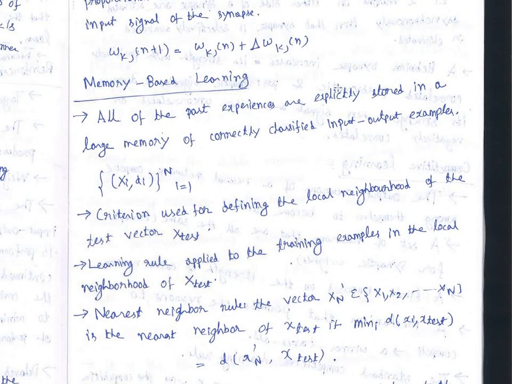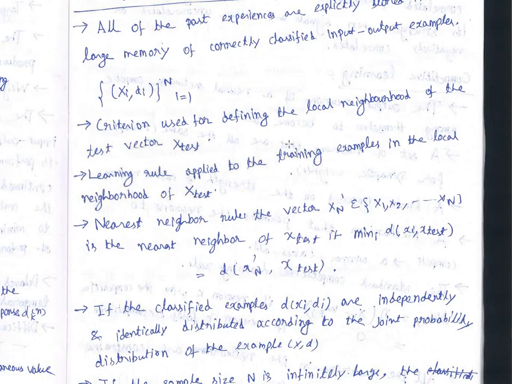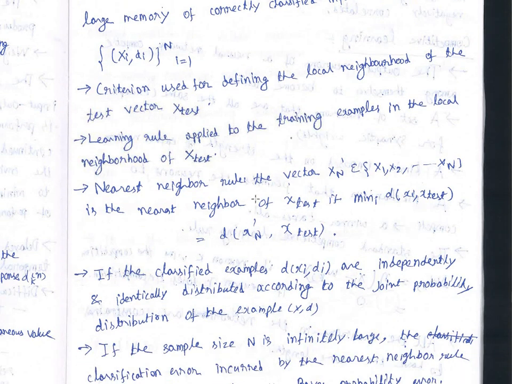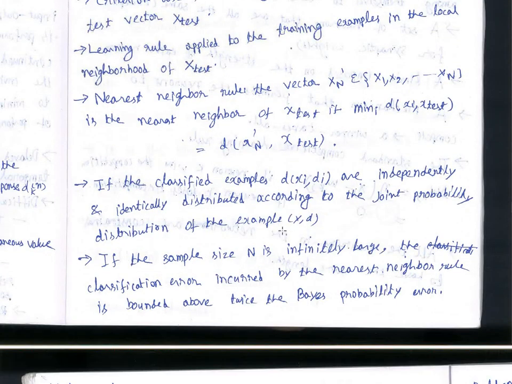Next, memory-based learning. All of the past experiences are explicitly stored in a large memory of correctly classified input-output examples, (x_i, d_i) for i equal to 1 to N. The criteria used for defining the local neighborhood of the test vector x test: the nearest neighbor rule says the minimum distance one is the nearest neighbor of x test.